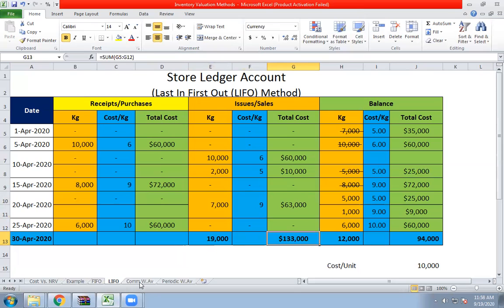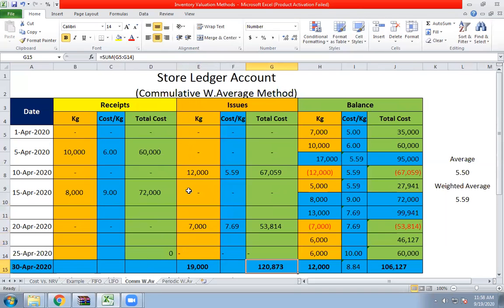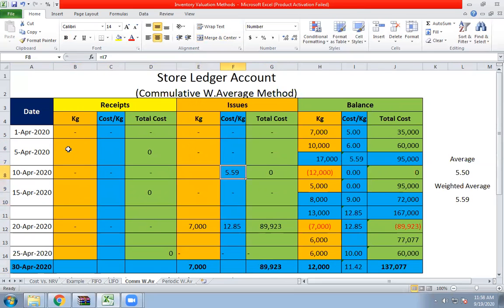Moving forward with the same example to the cumulative weighted average method. Let me delete the figures once again so that we can calculate them on the go to get an understanding of how these figures are calculated.